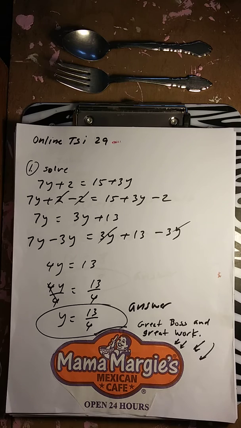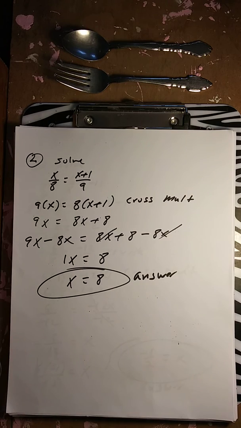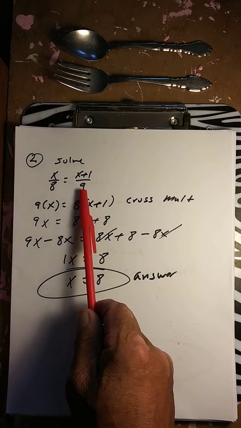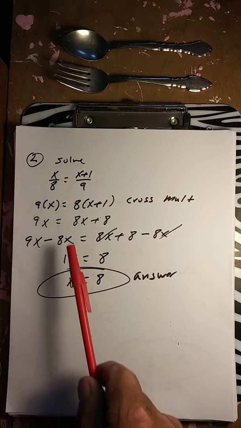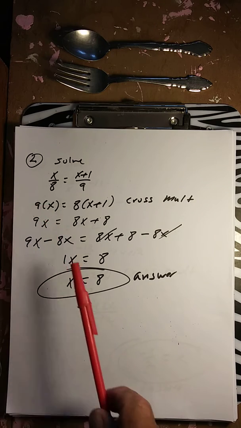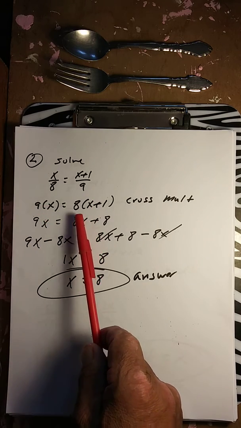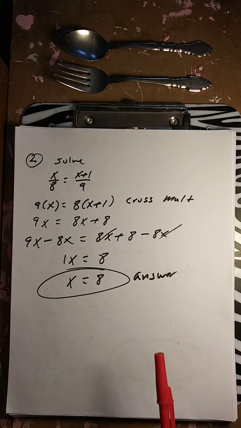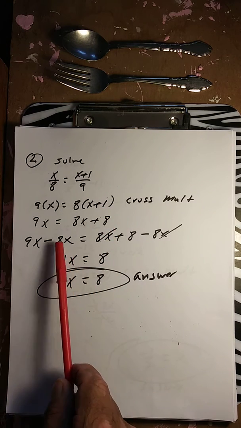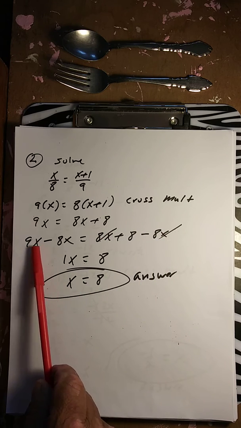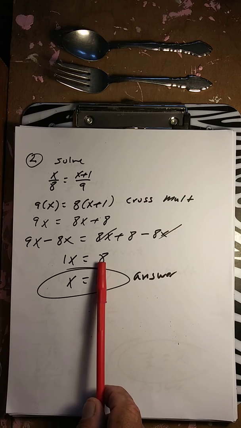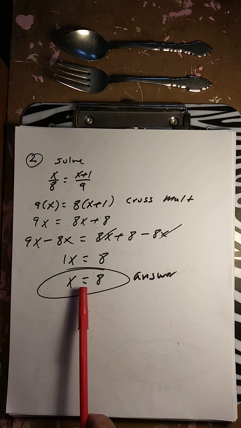Next question. We're going to solve x over 8 equals x plus 1 over 9. Let's cross multiply this. So 9 times the x over here, 8 times x plus 1 on the other side. Cross multiply. 9 times the x is 9x. 8 times x is 8x. 8 times 1 is 8. So now in the next step, I'm going to go minus 8x and minus 8x. These are gone. So we have 9x minus 8x is 1x equals 8. So now that means x equals 8.